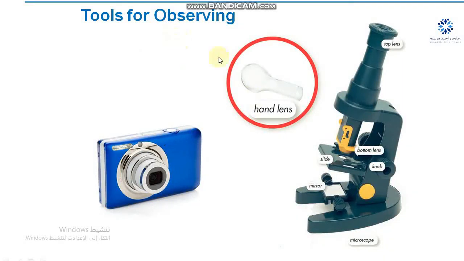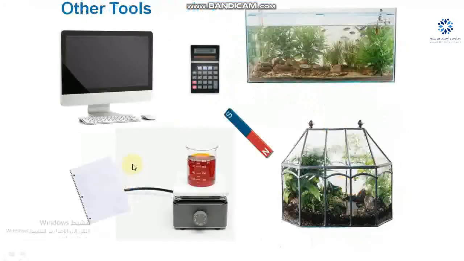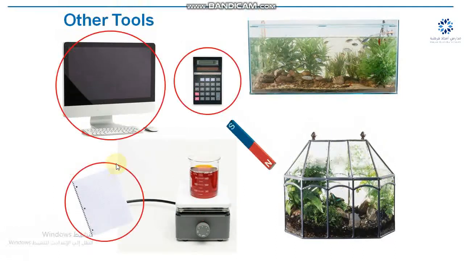Tools of observation. What are those tools for? Observation. The microscope, hand lens, and the camera are other tools used for observations.